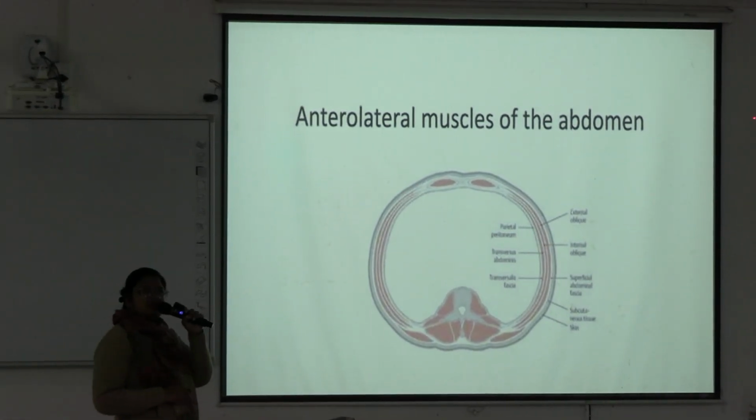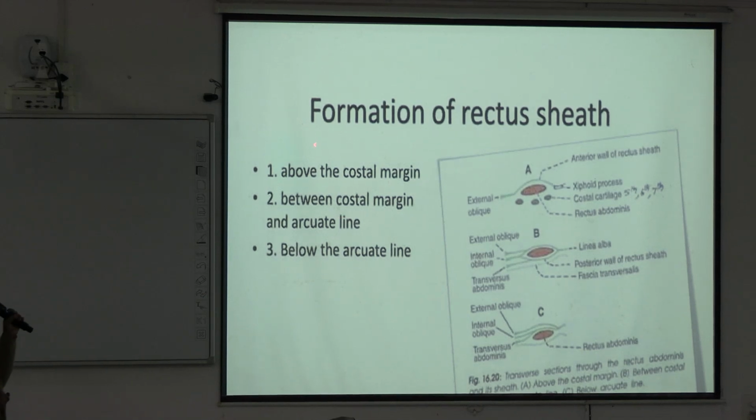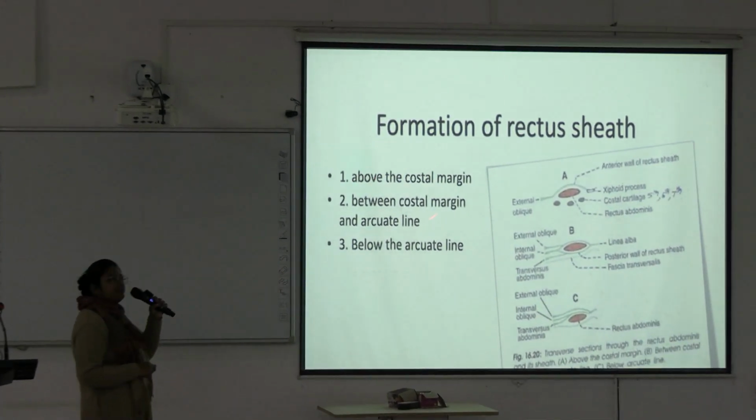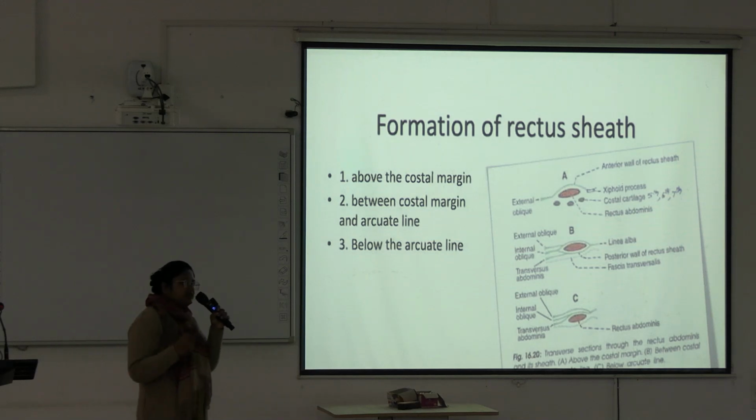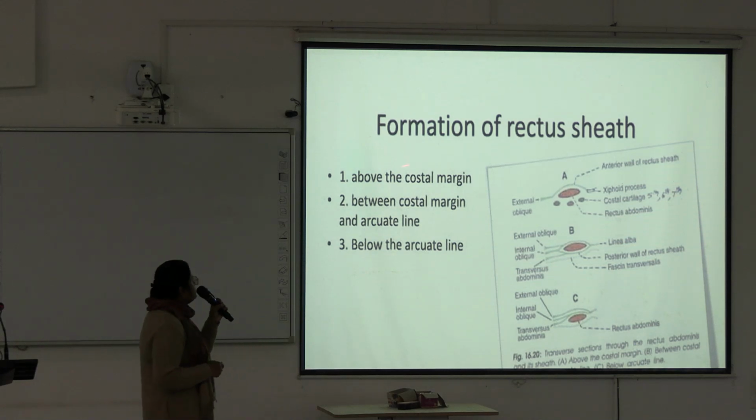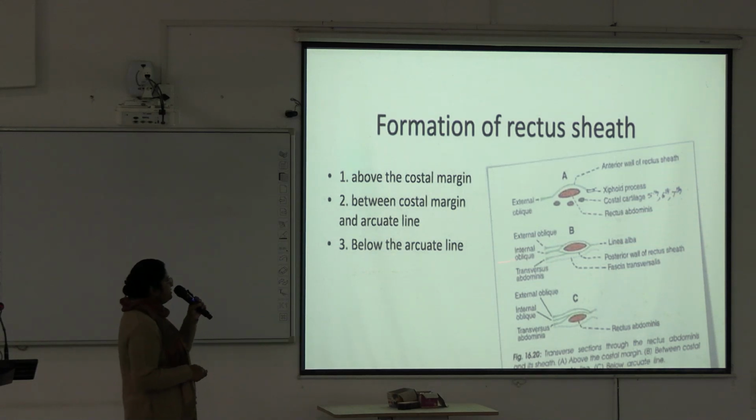the lateral aspect. So we will discuss the rectus sheath formation at three levels: above the costal margin, between the costal margin and arcuate line, and below the arcuate line. Okay, the arcuate line is lying at the midpoint between the umbilicus and the symphysis pubis. Okay, around this level. So above the costal margin, this is a section above the costal margin.